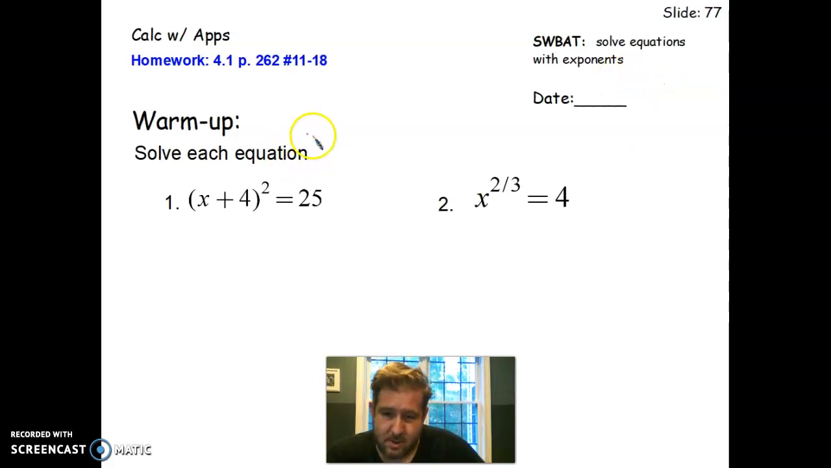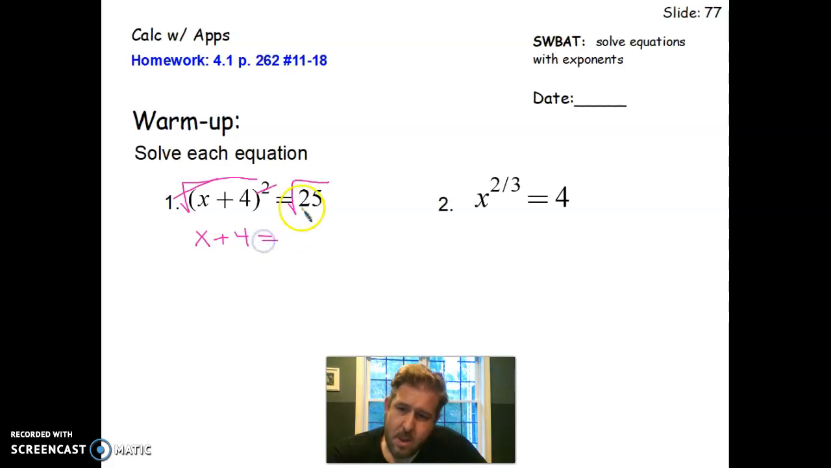This is Unit 0, day number 9, and we're going to be solving equations with exponents, or in exponential format. So in this case, we're going to take the square root of both sides, and the square roots and squares cancel each other out. You're left with simply x plus 4. The square root of 25 is both positive and negative 5.